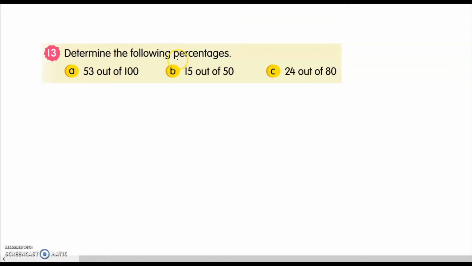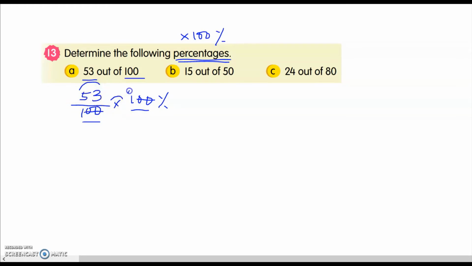Question 13, we need to find the percentages. Like just now, to find percentages, you times 100%. So 53 out of 100 is the same as 53 over 100. Okay, so you times 100%. Now can you see they are both the same numbers? If they are the same numbers, you can divide by the same numbers. That means this one you can divide by 100, you get 1. This one also divide by 100, then you get 1. Then you have 53 times 1, you get 53%.